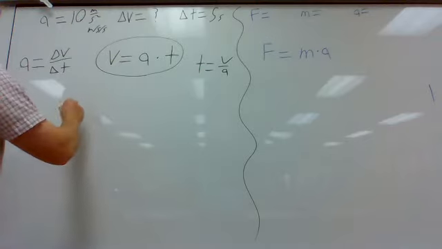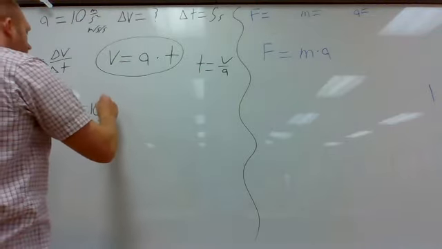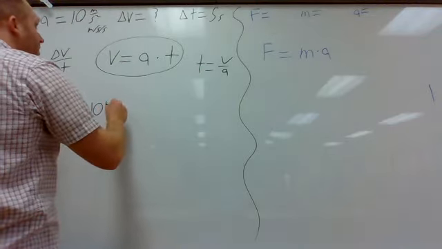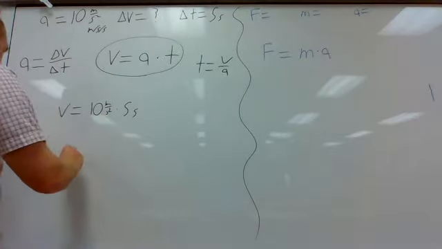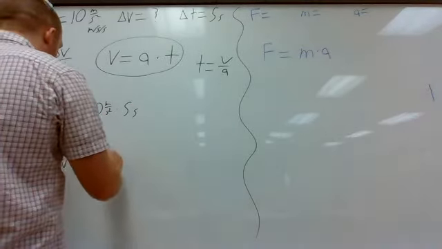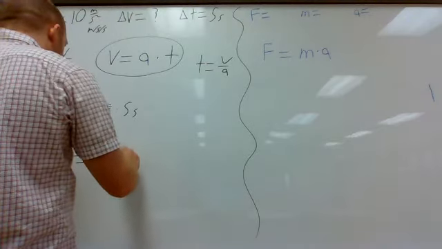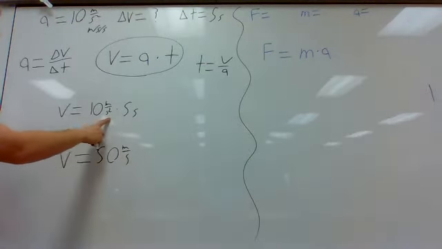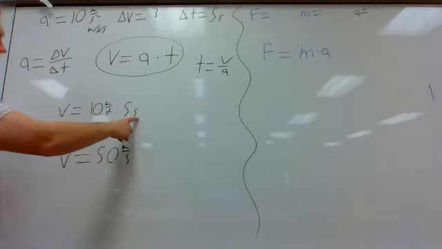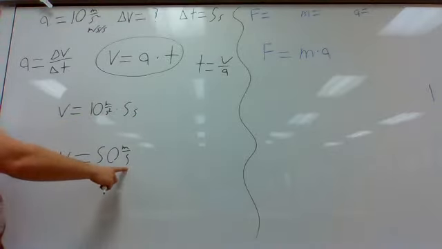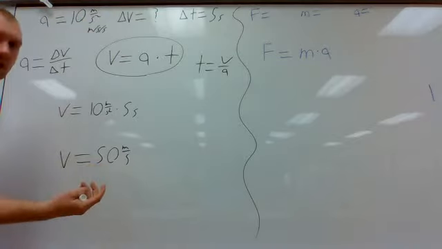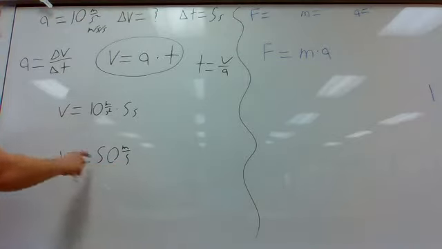So velocity would be equal to 10 meters per second squared times 5 seconds. Picked easy numbers so we could do this real quick. Gives me 50 meters per second. Multiplication gets rid of one of the seconds. That's why it becomes just meters per second down here. And meters per second is a good measure for velocity. So that's how you can double check yourself.